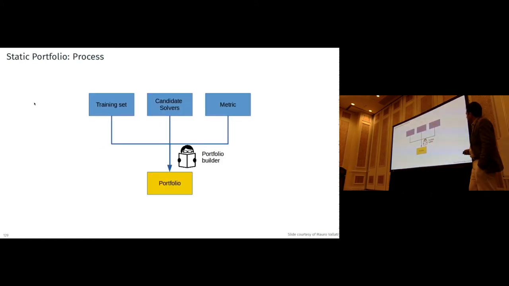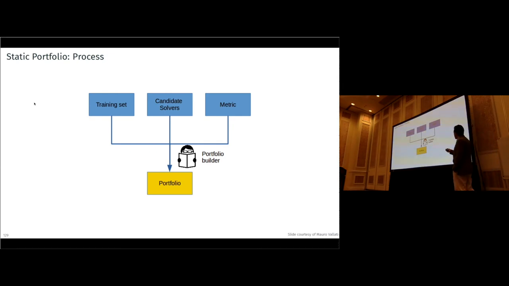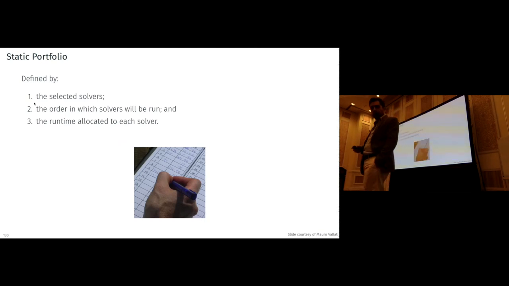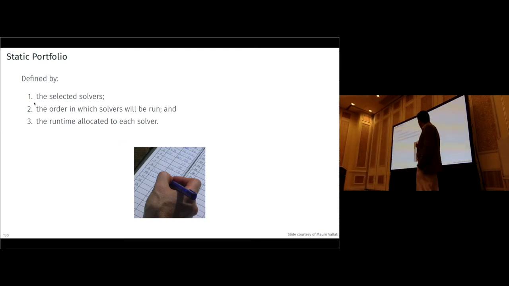So in the case of the static portfolio, we have our training set, our candidate solvers, our metric. We have just our machinery to build the portfolio, and that is the result of the entire process. A static portfolio is defined by the selected solvers, the order in which the solvers will be run. In this case, we were using just single thread portfolios. In a later work, we actually extended to parallel portfolios. And the runtime allocated to each of the solvers.